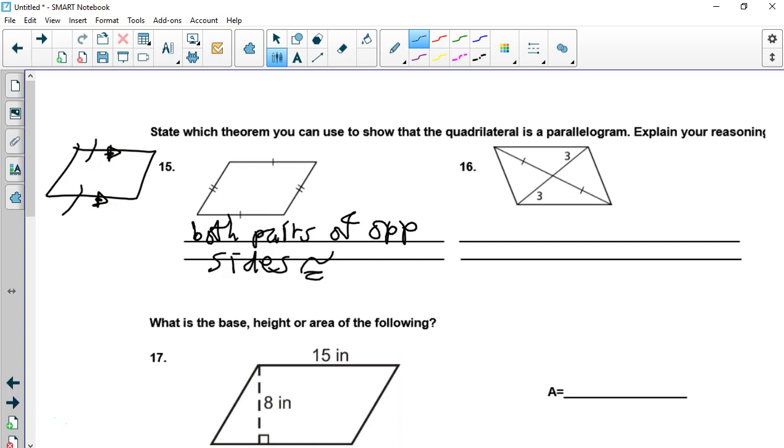Okay, number 6, theorem. Sorry. First off, this line right here is cut into 2 equal pieces with those hash marks. This line right here is cut into 2 equal pieces, given that they're both 3. So why is it a parallelogram? Because the diagonals bisect each other.